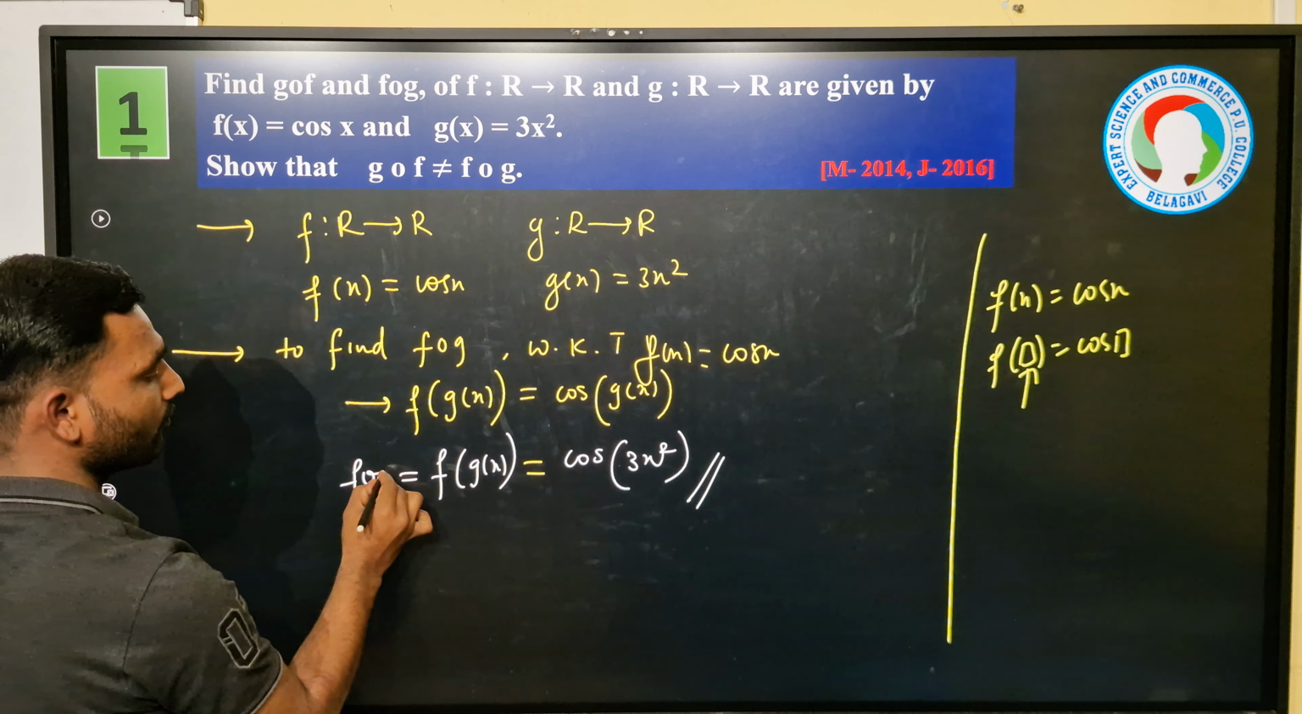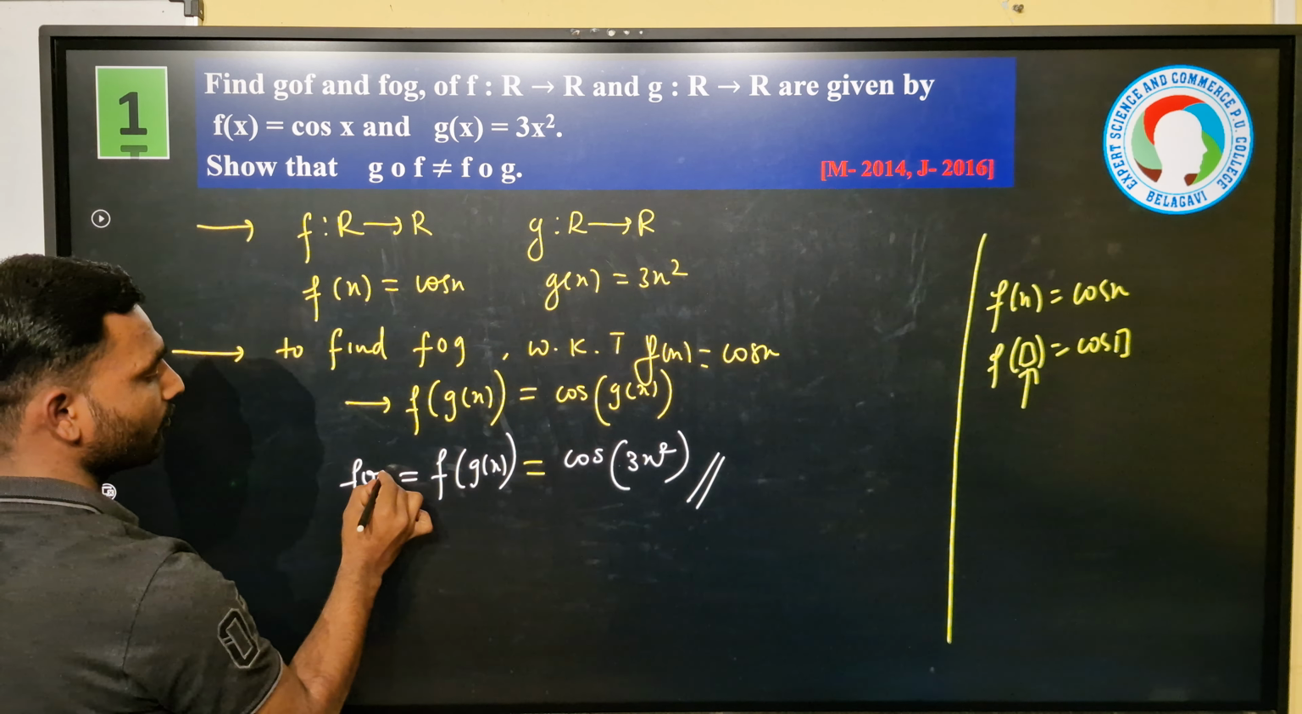Now you need to find g of f. g of f of x is equal to, what is the g of x value? g of box is 3 box square. Then that box value has to be replaced by f of x. Then here it is 3 times f of x square. What is the value of f of x? That is nothing but cos x. So 3 cos square x. Here f of g of x is cos of 3x square and g of f is 3 cos square x.